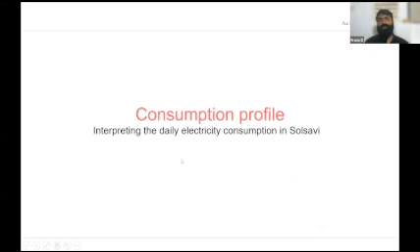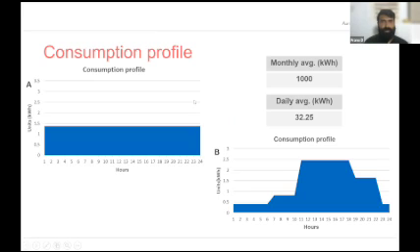So moving on to understand what the consumption profile is, we take the interpretation of a daily electricity consumption and how to interpret that in the Solsavi web tool. We will take you through the process of how we have tried to integrate the consumption profile, and how it could be done through design as well as in the Solsavi web tool. But before that, I would also like to show you a comparison.